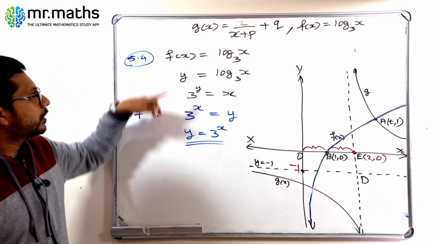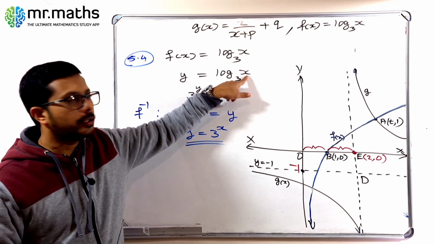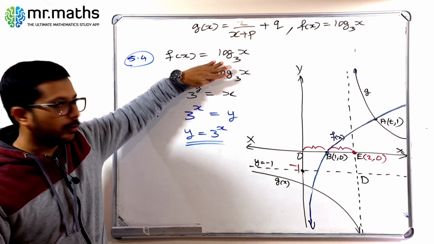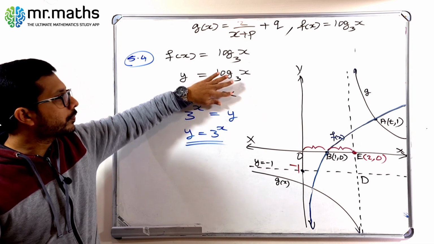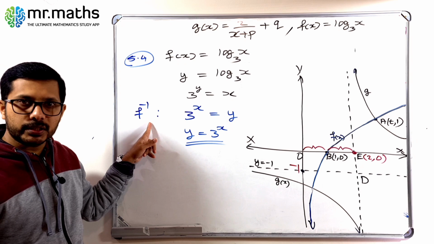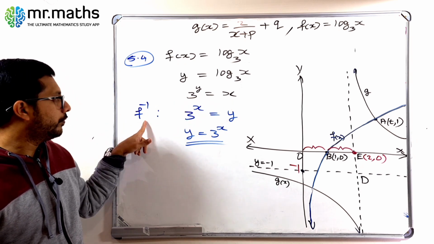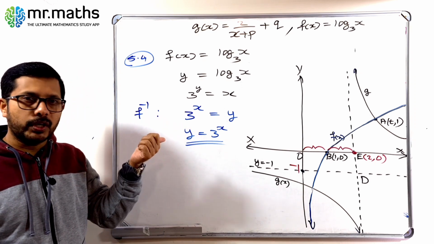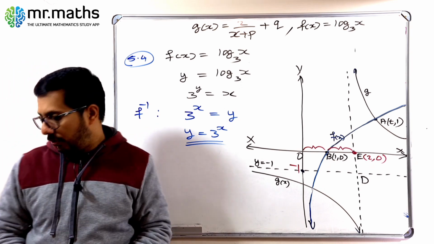Okay, so listen once more. F of x is the same as y. Y is equal to log x to the base 3. Now how can you write this in exponential form? This x is equal to 3 raised to y. So this one is still the f of x graph. Now we are going to find f inverse. What you have to do for f inverse? You swap x and y. So this is the answer. Okay, so that is question number 5.4.